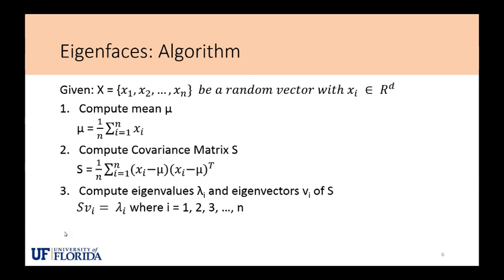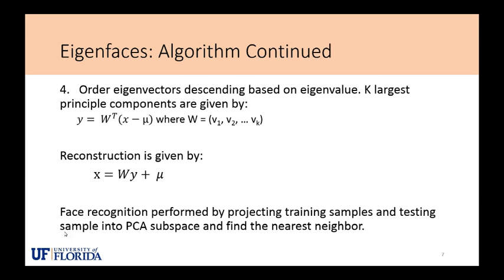So this is a simple look at the algorithm. The first step here is to compute the mean for any vector in the image. Using this mean, we can compute the covariance matrix S, and from this we can get the eigenvalues and eigenvectors of S. Using these eigenvectors, we essentially take the k largest of them, and these are our principal components, and we can solve them from this equation here. And the x equals Wy plus mu gives us the reconstruction for those, which we saw previously in the example.